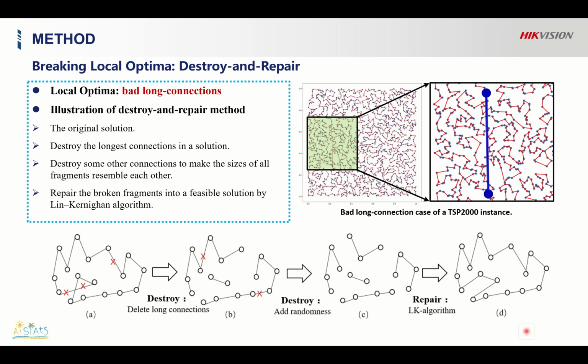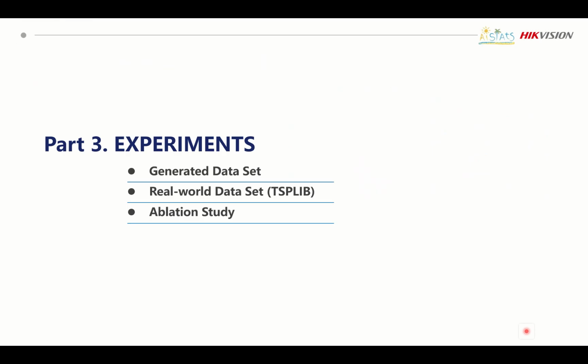Here it goes. Once the solution is generated, we will destroy the longest connection to segment the global solution into pieces, and then repair them into a new solution using LKH method. This operator is very simple but quite effective to break local optima.